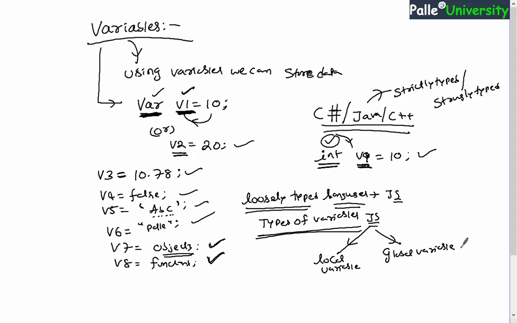Later in our training, I will try to explain the difference between local variables and global variables, and I will also explain how to declare local variables and how to declare global variables. But as of now, I strongly recommend you remember the different types of variables supported in JavaScript. That is local variables, and the second one is global variables. So after understanding all these things, now we need to understand the different data types supported in JavaScript.